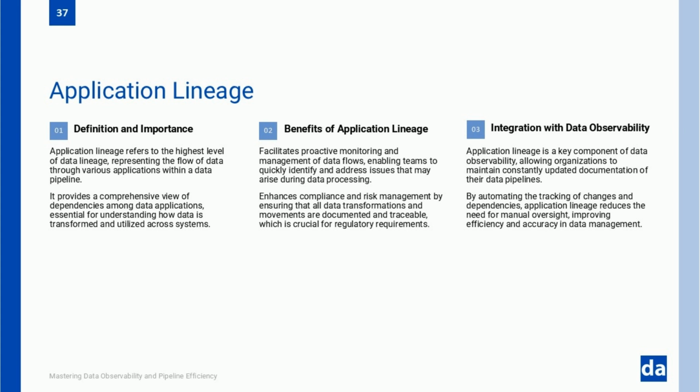Application lineage is the glue that holds a complex data ecosystem together. Without it, you're navigating blind. But with it, it's like flying with radar. Clear paths and fewer obstacles.